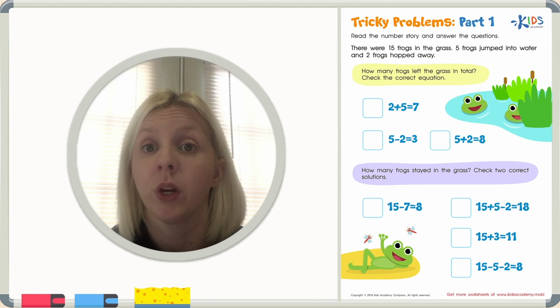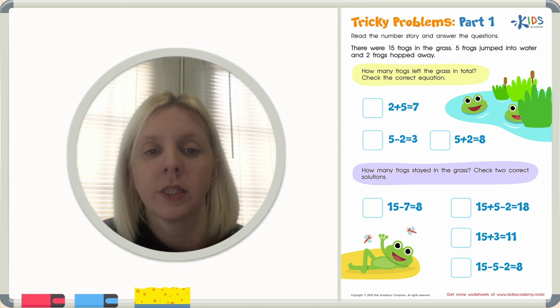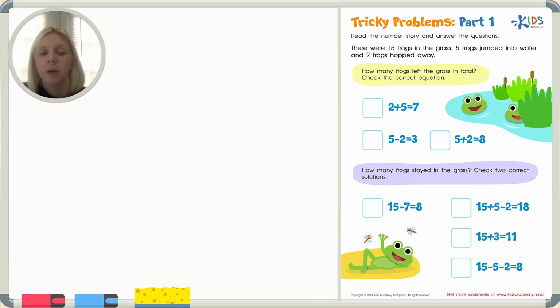Now we're going to read it and we're going to figure out what to do with the numbers. And I'm going to make notes to myself so that I can figure out what to do with the numbers in this story. So let's read it again. There were 15 frogs in the grass. So what I'm going to do is come over here and make a note to myself. There are 15 frogs and they start off, the frogs, in the grass.